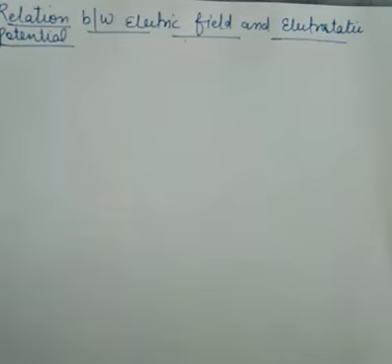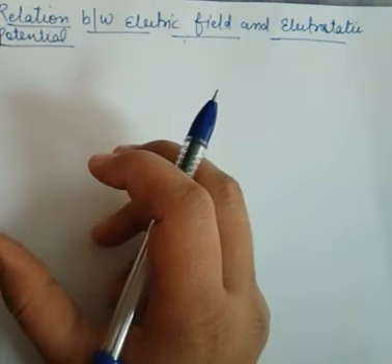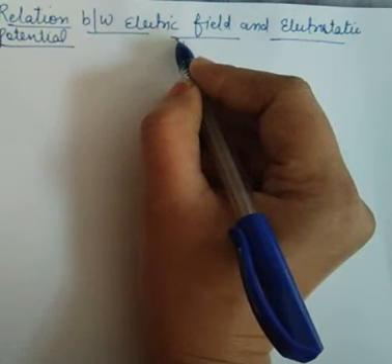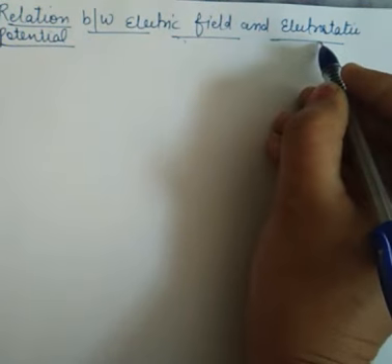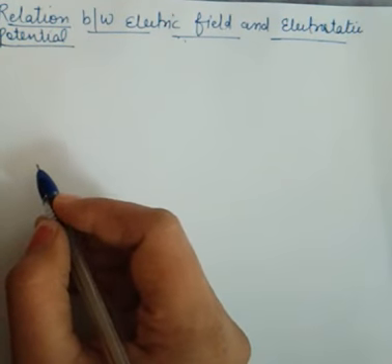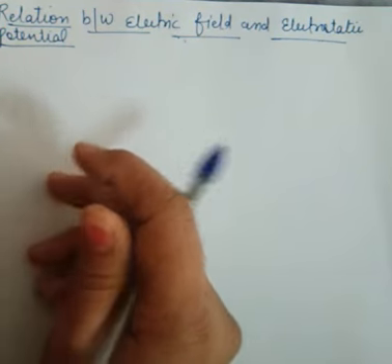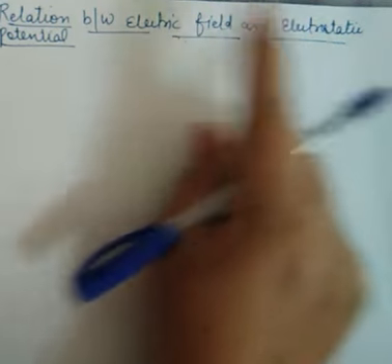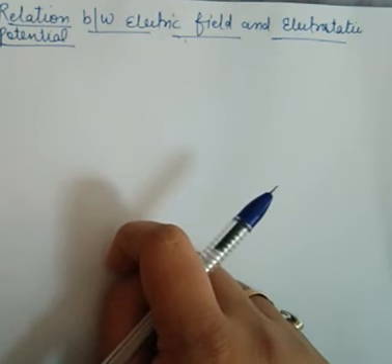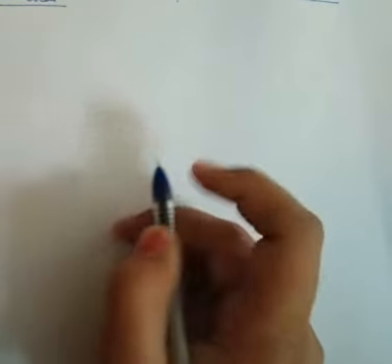As I have told you in the introduction class, the field around an electric charge can be represented in two ways. Number one, electric field, which is a vector quantity, and second, electrostatic potential, which is a scalar quantity. It means the strength of the electric field around any charge can be represented either by using electric field or by using potential. So there must be some relation between these two terms. To find out the relation between these two terms, let's start the derivation.